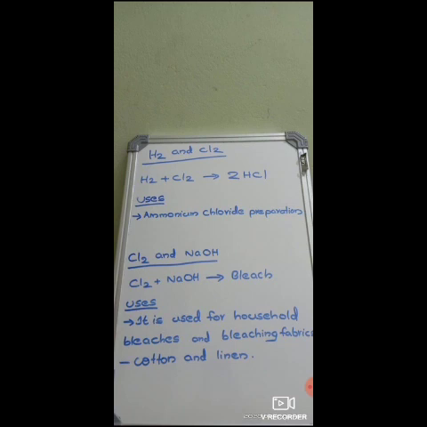Now, hydrogen and chlorine when combined form HCl, hydrochloric acid, which is used in the preparation of ammonium chloride. Chlorine and NaOH when combined result in the formation of a bleach, which is used for household bleaches and bleaching fabrics. It is used for bleaching cotton, linen, etc. So each and every product is important and the combination of products is also important. So the chlor-alkali process is a very important process.